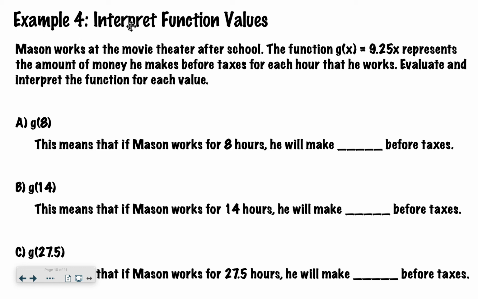Let's interpret function values. Mason works at a movie theater after school. The function g of x equals 9.25x represents the amount of money he makes before taxes for each hour that he works. Evaluate and interpret the function for each value. So letter A, g of 8. So what that means is I'm going to do 9.25 times 8. And 9.25 times 8 is 74. So this means that if Mason works 8 hours, he will make $74 before taxes.